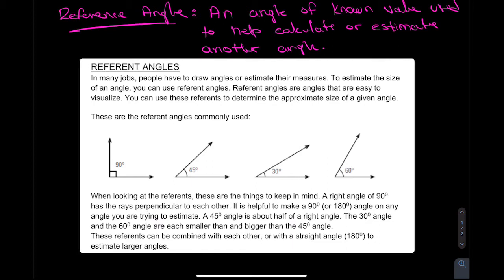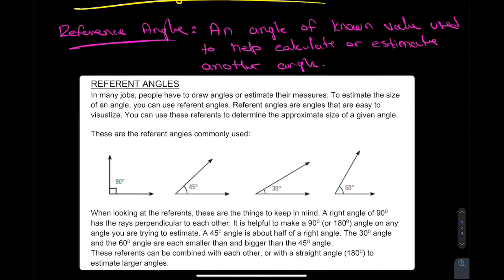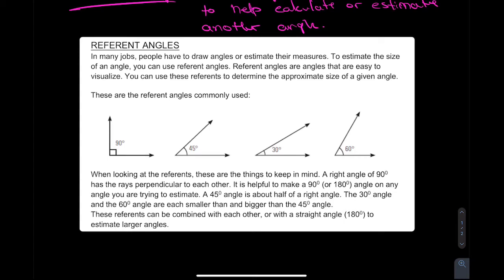So when we're looking at reference angles or referent angles, we use them a lot in higher level math in terms of trigonometry and geometry and other stuff. But for our purposes, we're just going to say that a reference angle or referent angle is any angle of known value that we can use to help calculate or estimate another angle. This is used in many places: carpentry, anything that would use a protractor, and architecture would be another good example. So in many jobs, people have to draw angles or estimate them to some degree. To estimate them, we can use a lot of known reference angles.